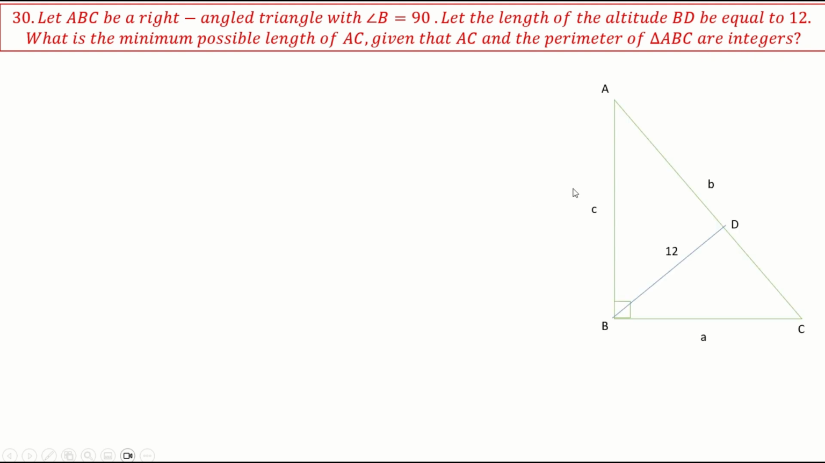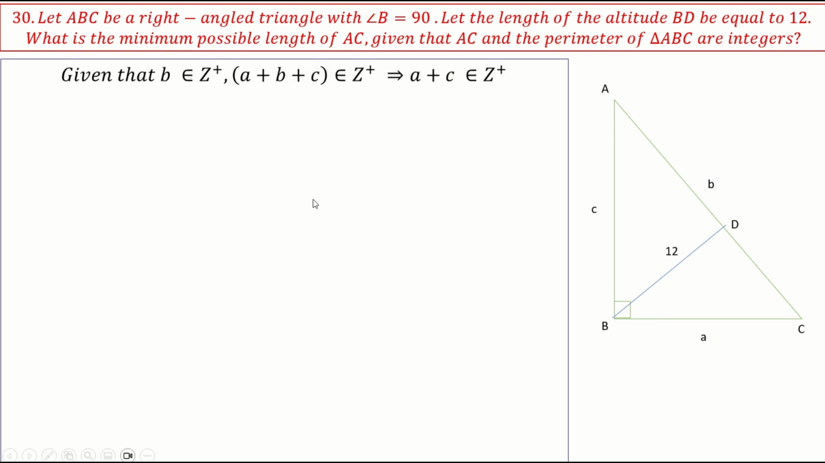So what he's trying to ask is basically this: a right angle at B, right? BD is the altitude, this is also a right angle, and BD is equal to 12, which is given. He is asking for the minimum possible length of AC given that AC and the perimeter of triangle ABC are integers. So B is an integer and A plus B plus C is also an integer, which means A plus C is also an integer, right? So this problem definitely looks easy for a 5 marks question.